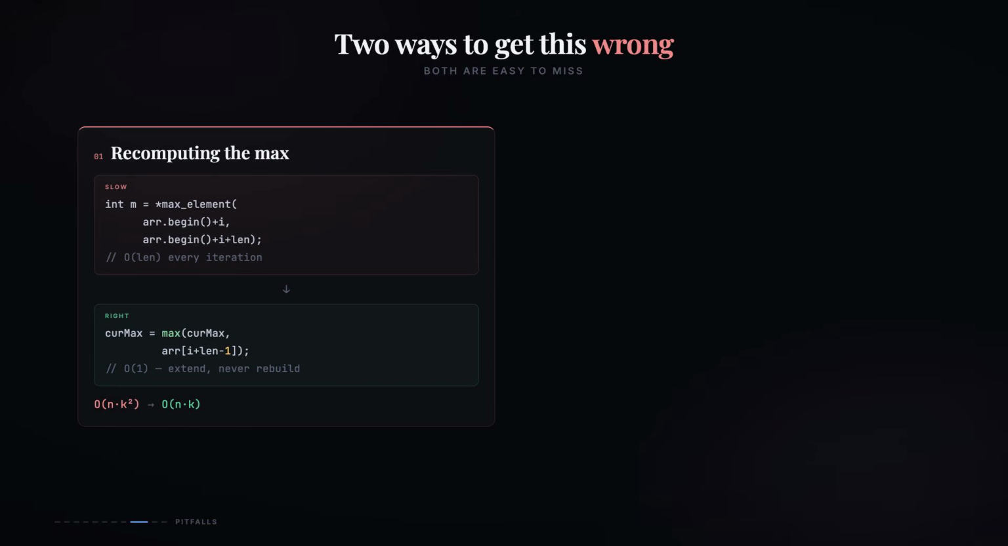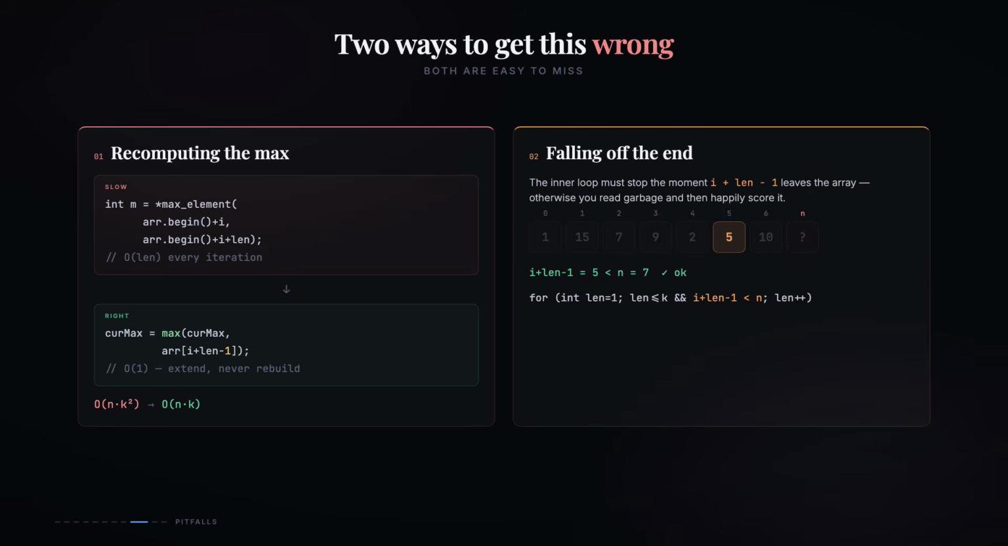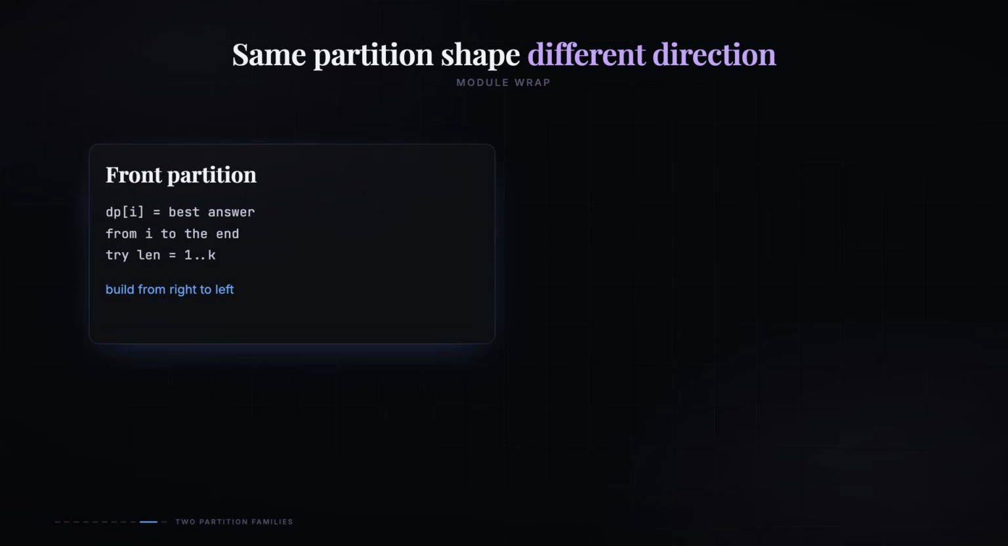2 pitfalls. First, recomputing the block maximum inside the inner loop; extend it incrementally instead. Second, bounds. Stop the moment i plus len minus 1 would leave the array, or you will read garbage and then happily score it. Now step back.